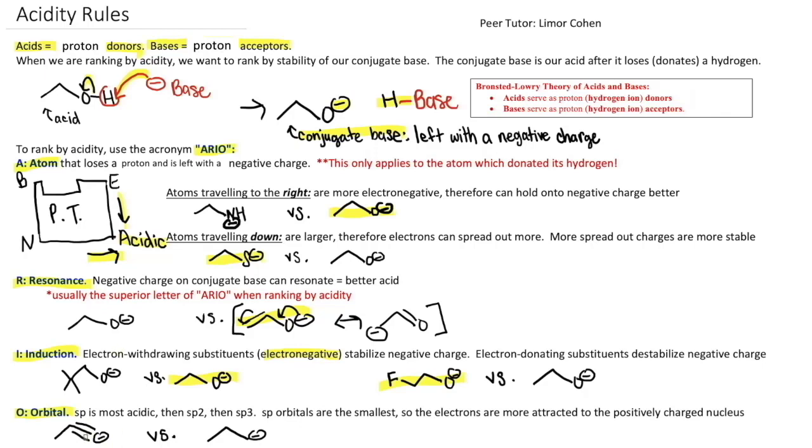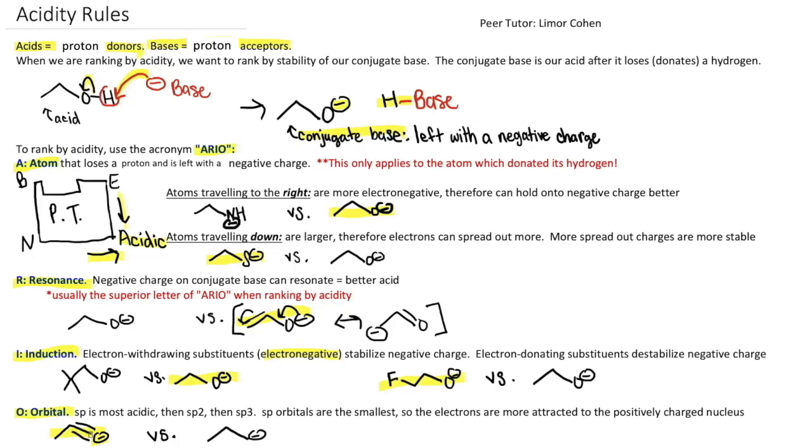So if we compare these two molecules, this molecule has an sp hybridized negative charge. That negative charge is balanced out by the positive charge of the nucleus since this orbital is smaller. So because of that, this molecule is more stable, so this is a better acid.